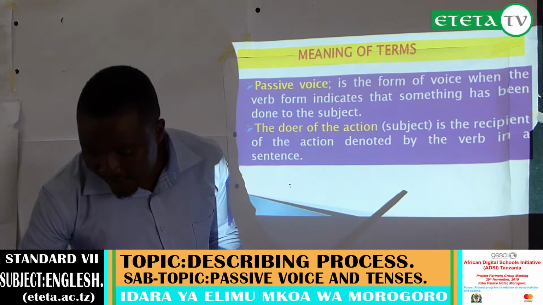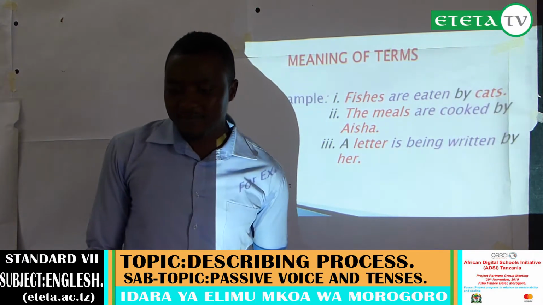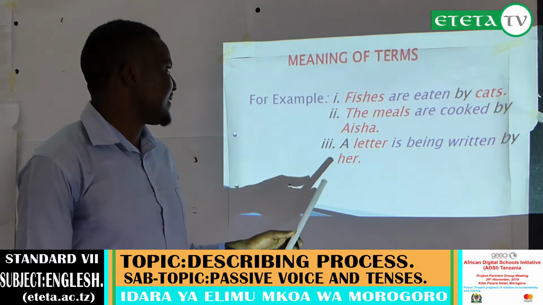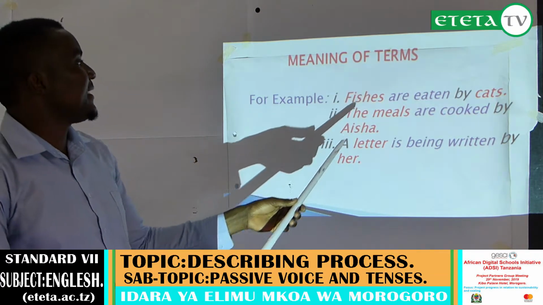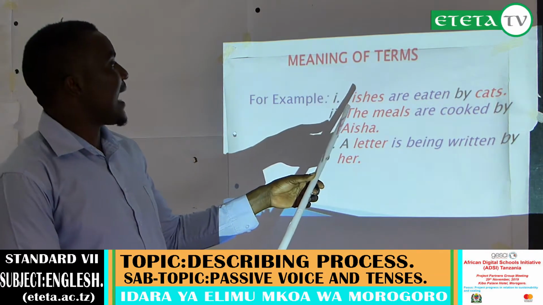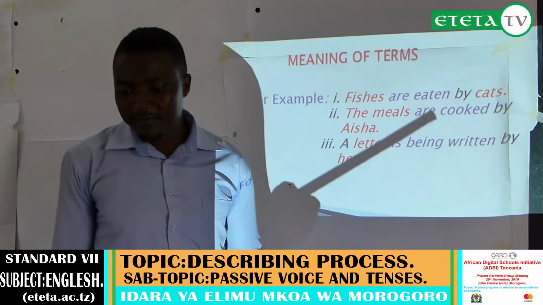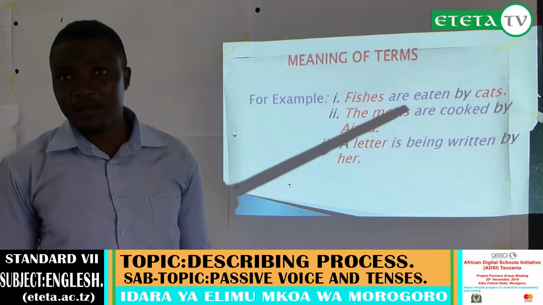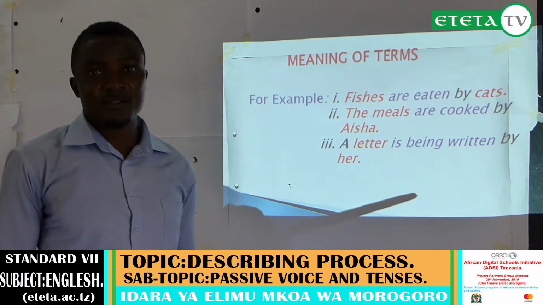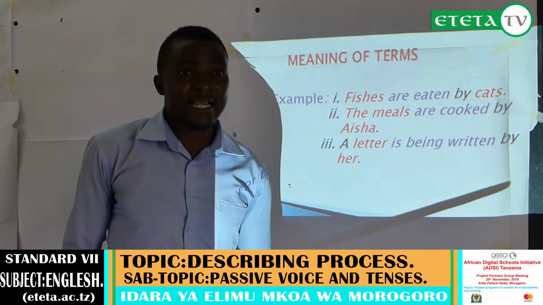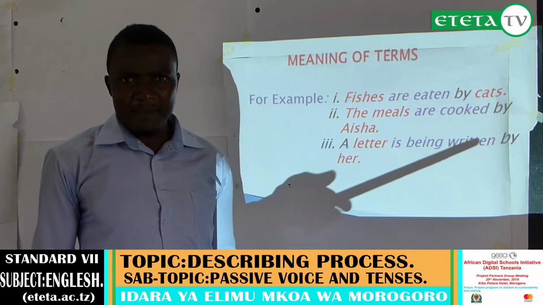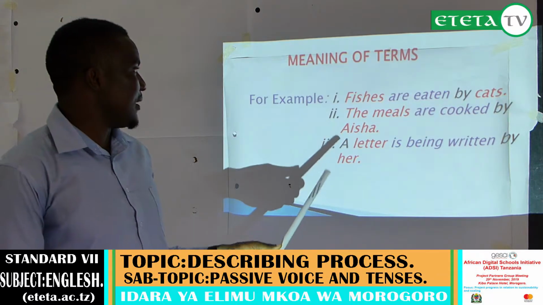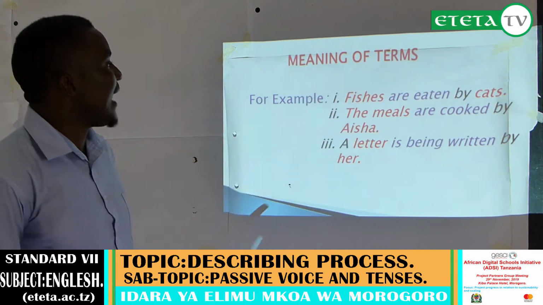Let us see some examples of sentences which are in passive voice. Let me start with sentence number 1: fishes are eaten by cats. As I have explained to you, passive voice is when the verb form shows that something or the action has been done to a person or a thing. Now look at sentence number 1: fishes are eaten by cats.